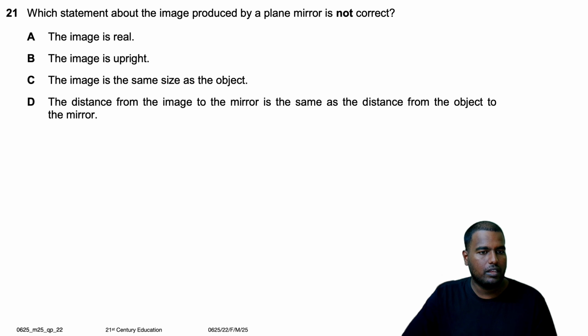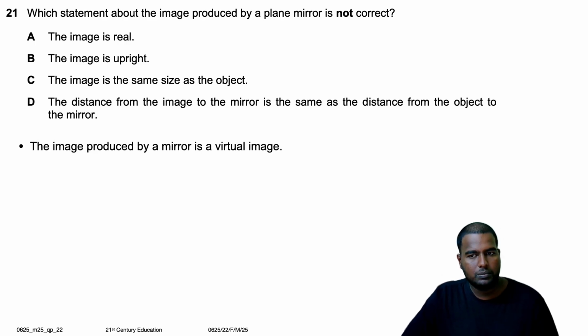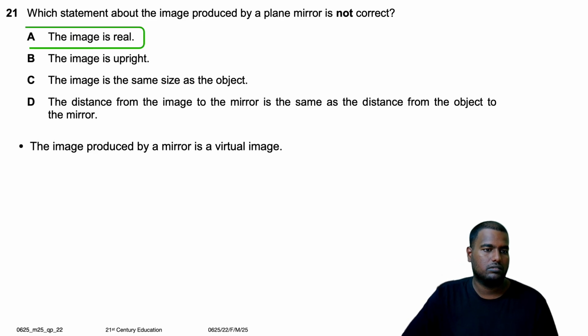Which statement about the image produced by a plane mirror is not correct? The image produced by a plane mirror is a virtual image. So option A, it says the image is real. It's wrong. It's virtual.